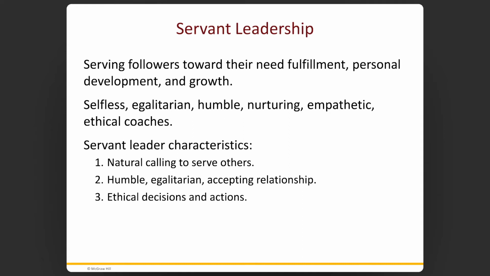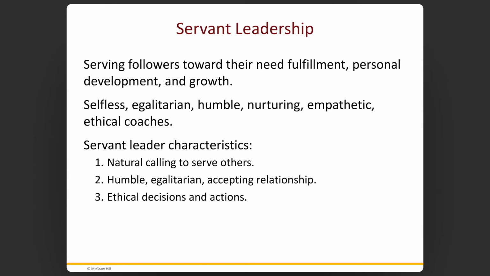Now, there are three main features or characteristics of servant leaders. First, a natural desire or calling to serve others. That is the notion of purpose, or even a sense of calling towards the task, the assignment, the duty. Second, humble, egalitarian, accepting relationships with followers. Leading is not about power or status. It's relationship oriented.